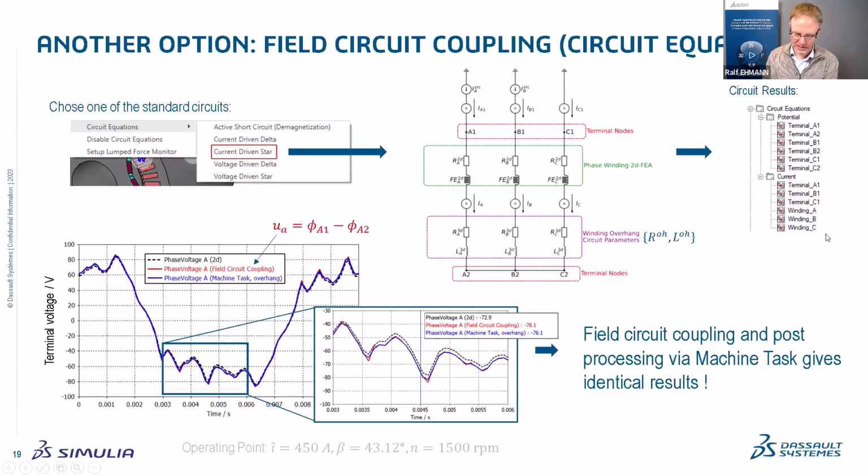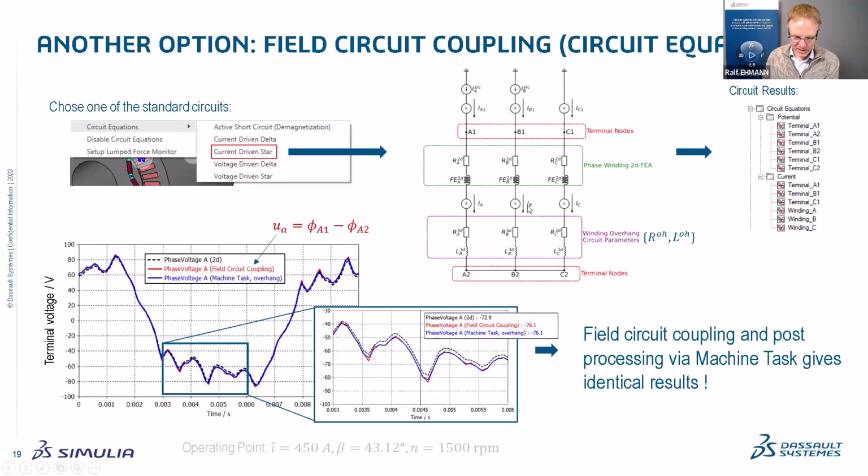You get circuit results, and you can compare them directly with the post-process results from Machine Task. And this is what I have done here. And you see a really good match. So actually, this is expected. It just shows that everything is consistent. But just to give you a feeling that we have these two possibilities.